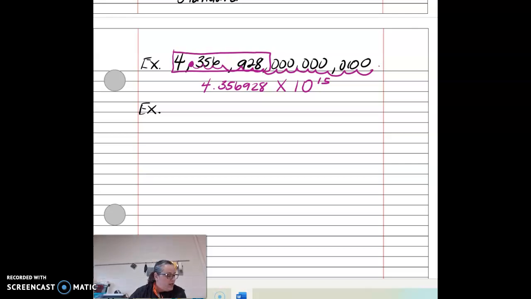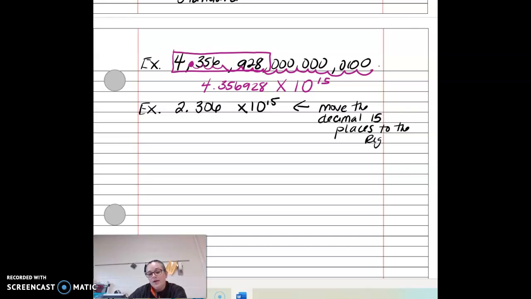All right, let's try taking a number that's in scientific notation and putting it into standard. So let's say we have 2.306 times 10 to the 15th power. So we've got a number between 1 and 10 times 10 to the 15th power. This 15th power is telling you to move the decimal 15 places to the right.